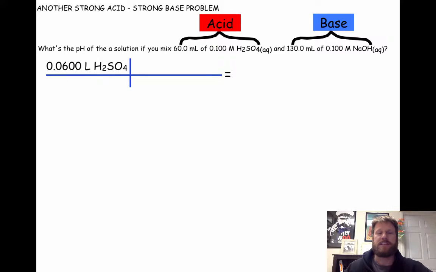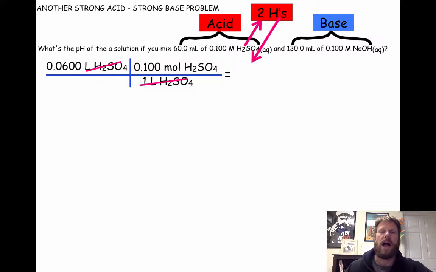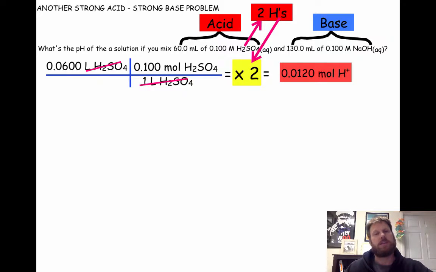You're going to take 60 milliliters, you're going to multiply by 0.1 moles per liter. But here's the deal. You have 2 hydrogens in H2SO4. So when we get this answer, we want to multiply it by 2. So if you don't do that, you're going to get the wrong answer. You have to look carefully at the acid that's given to you. If it's H2SO4, you got to remember to multiply the moles of H plus by 2. So this helps us determine our moles of H plus being 0.0120 moles.